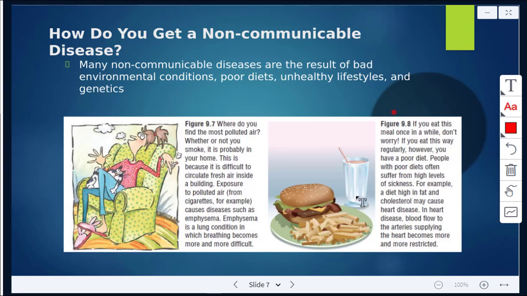Here we're looking at the diet. If you're eating foods like this once in a while, it's okay. But if this is what you're eating regularly, then you have a poor diet. People with poor diets often suffer from high levels of sickness. For example, a diet high in fat and cholesterol can cause heart disease. In heart disease, blood flow to the arteries supplying the heart becomes more and more restricted, which will have an effect on the heart.